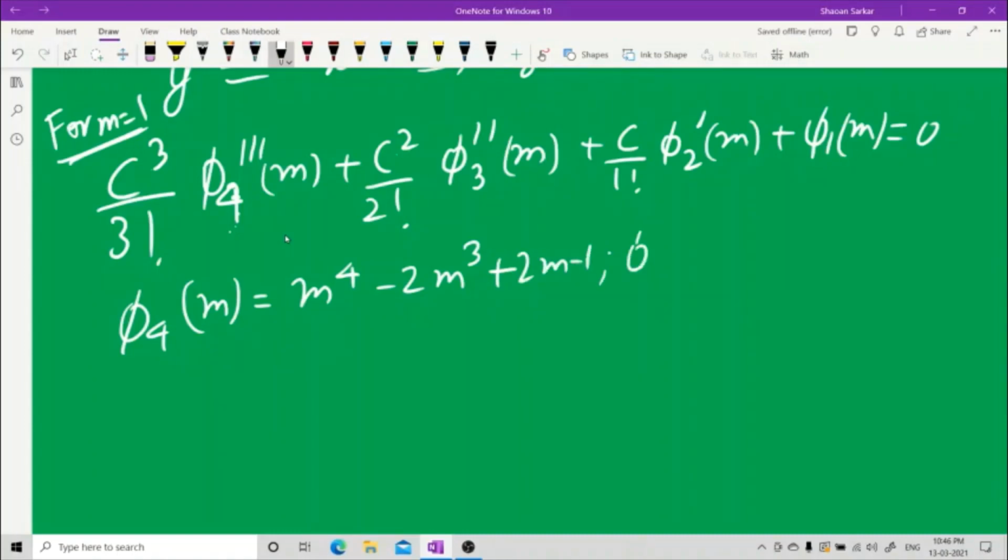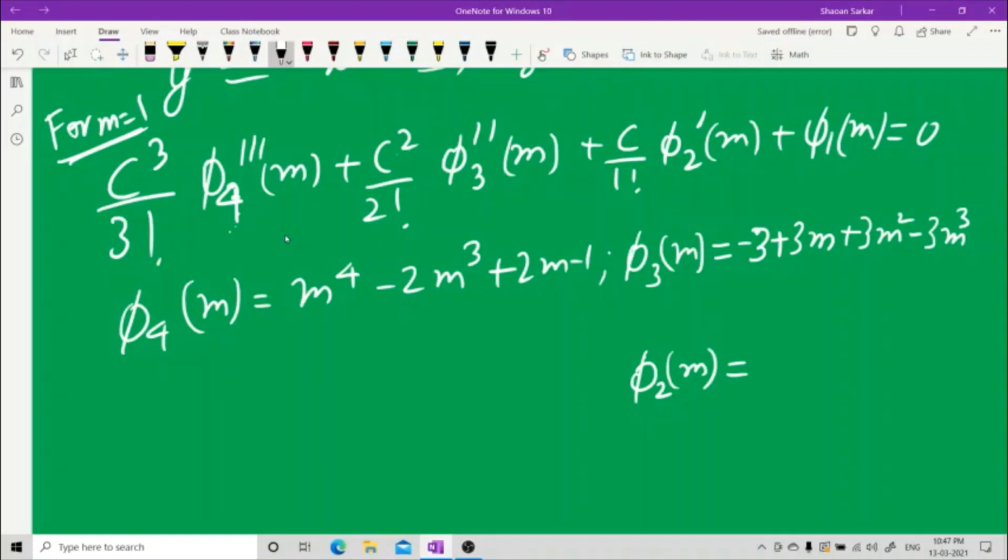Now we have phi 3m as equal to minus 3 plus 3m plus 3m square minus 3m cube, and we have phi 2. I'm writing this down purposefully, a little lower.